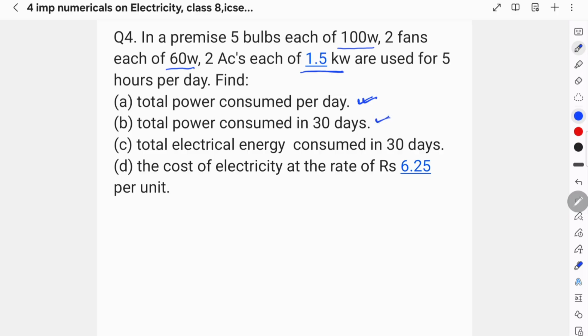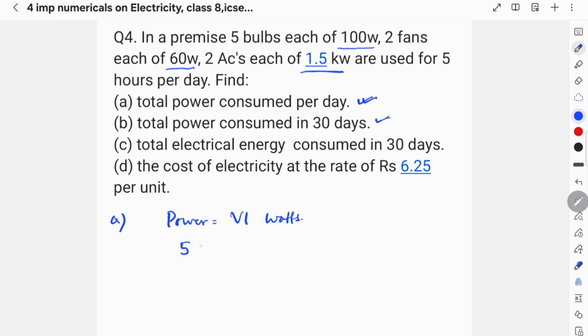Okay. Then total electricity or the energy consumed in 30 days, and finally the cost of this electricity, which is given at the rate of 6.25, is what we have to find. Okay, chalo, let's do the part A first. So total power consumption per day. So power is VI, which is in watts.